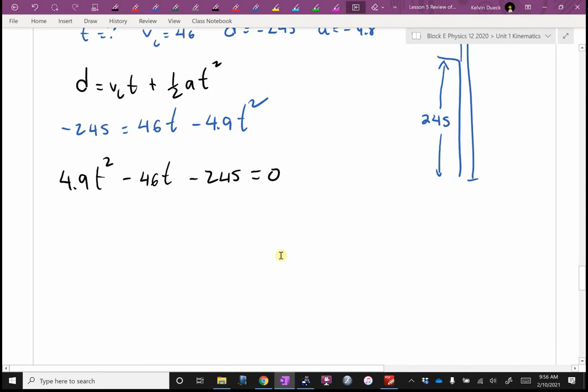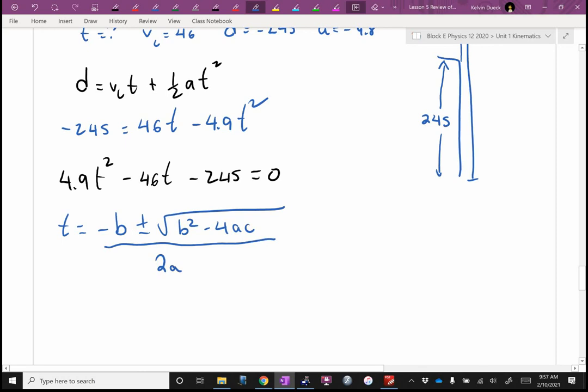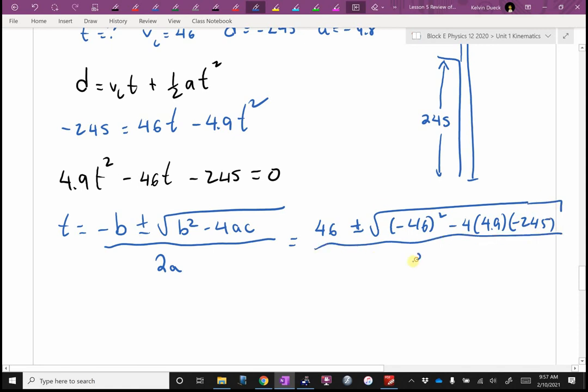Those of you that have a solver can now race ahead and find t. Those of us that do not, let's write out the quadratic formula. T equals negative b plus or minus the square root of b squared minus 4ac all over 2a. It's going to be positive 46 plus or minus the square root of negative 46 squared minus 4 times 4.9 times negative 245, all over 9.8.